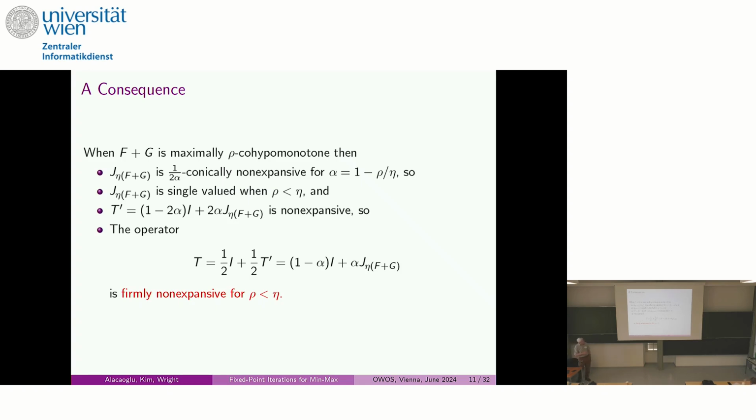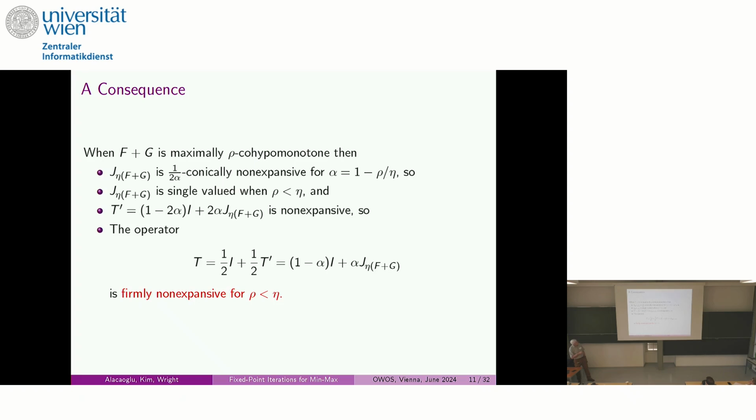So here's an important consequence of all those definitions. So going back to our original assumption about the inclusion, if F plus G is rho cohypomonotone, then you can use some of those technical results from the previous slide to say that the resolvent of eta times F plus G is 1 over 2 alpha conically non-expansive, where we define alpha like this, 1 minus eta over rho.